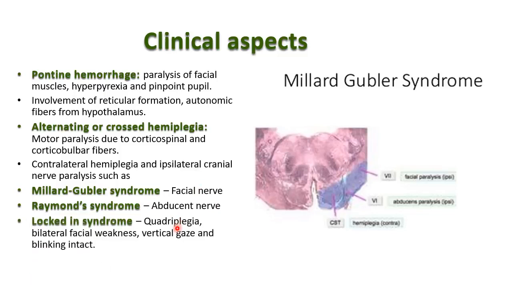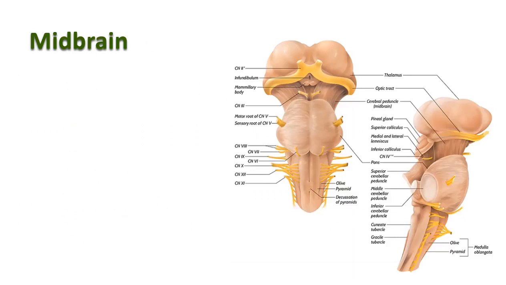Then you also have something called locked-in syndrome. When all the motor descending tracts, especially the whole of the basilar part of the pons, are affected, you have quadriplegia because of the bilateral corticospinal tract, then bilateral facial nerve involvement, so naturally facial weakness. Only vertical gaze and blinking are intact, mainly because the tectospinal tract is present more posteriorly. So next we are passing on to the midbrain.